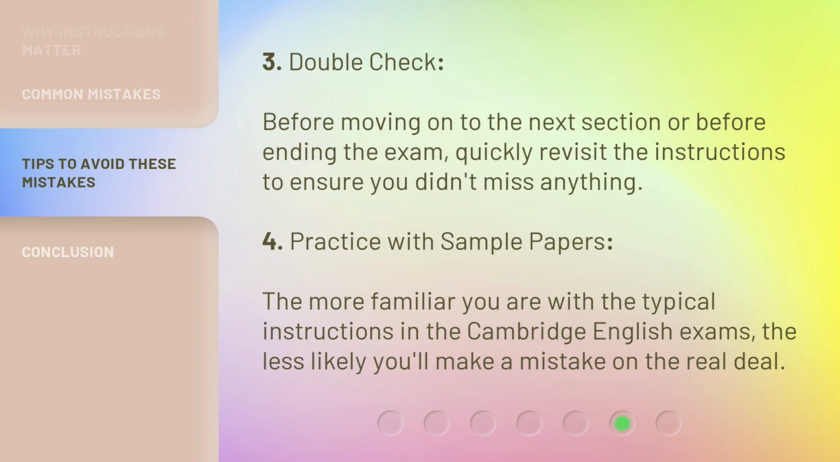3. Double check. Before moving on to the next section or before ending the exam, quickly revisit the instructions to ensure you didn't miss anything. 4. Practice with sample papers. The more familiar you are with the typical instructions in the Cambridge English exams, the less likely you'll make a mistake on the real deal.